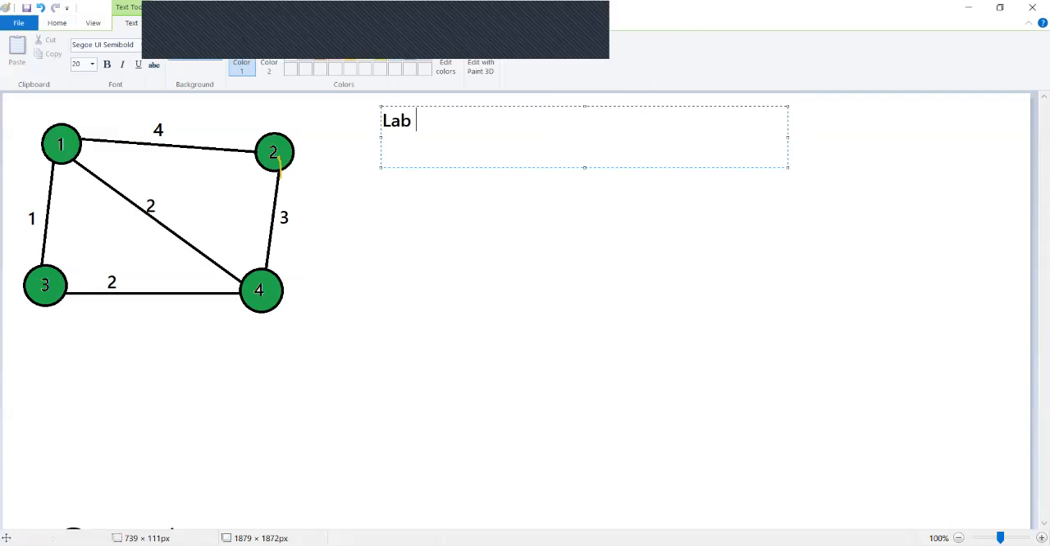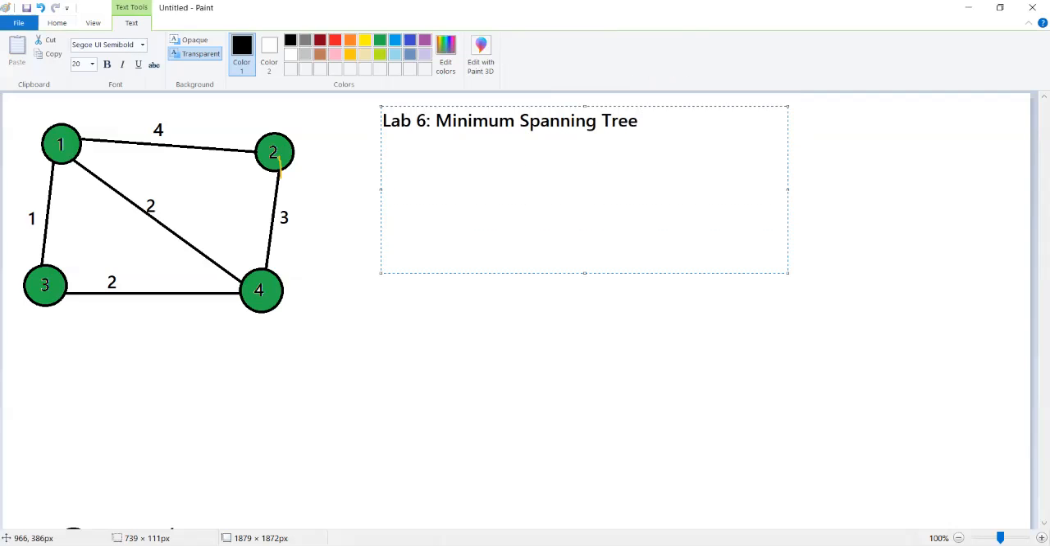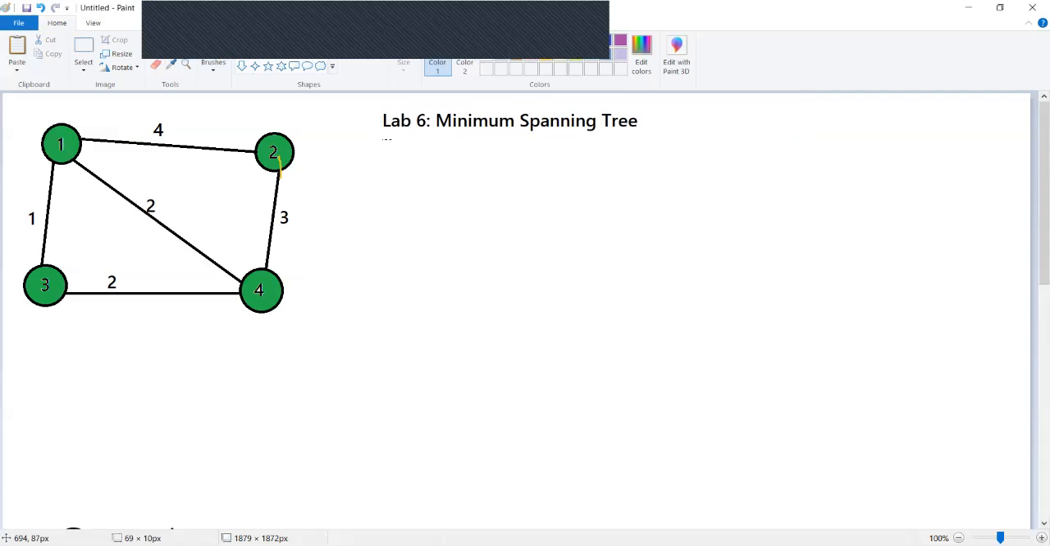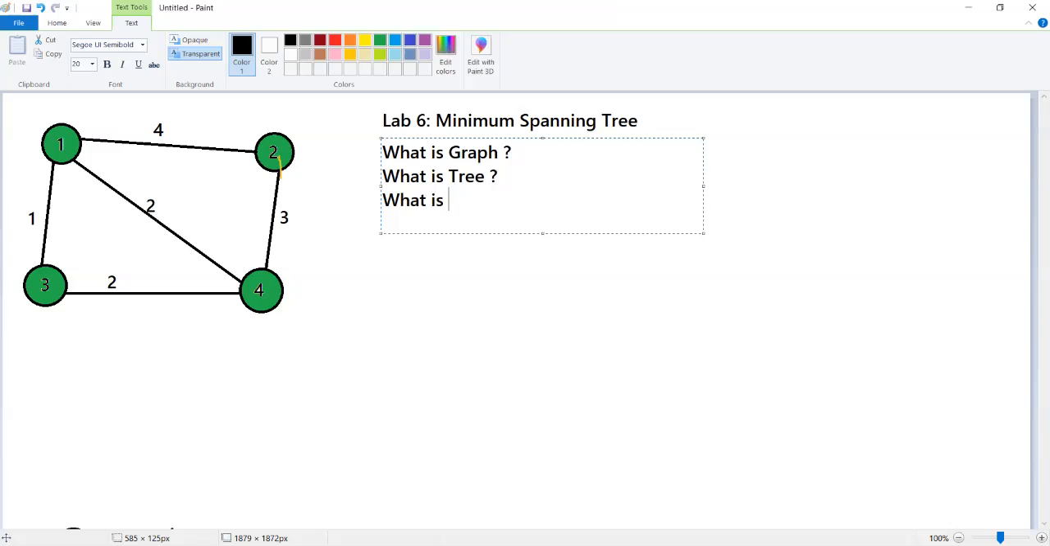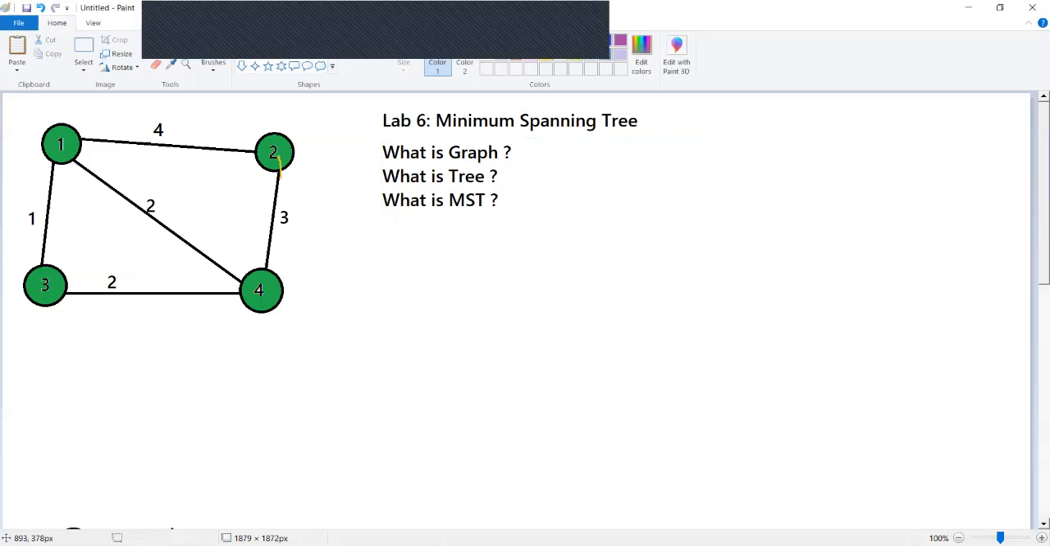Okay, so for lab 6, the problem is about finding the minimum spanning tree. Before jumping to spanning tree, you have to understand what is a graph, and then you go to what is a tree. After you know what a tree is, you will understand what the MST, or minimum spanning tree, is, which is the problem of lab 6. So let's start to explore what a graph is.